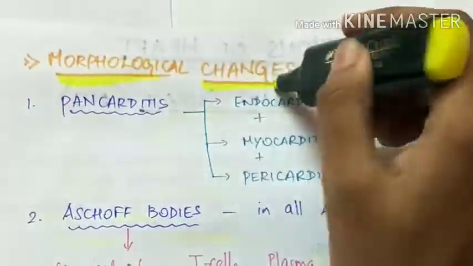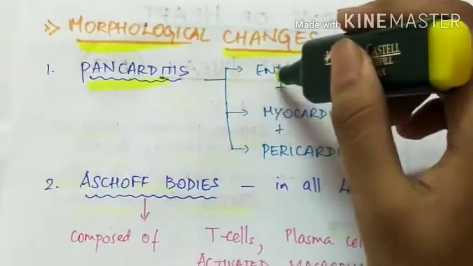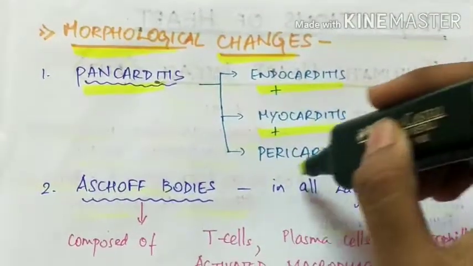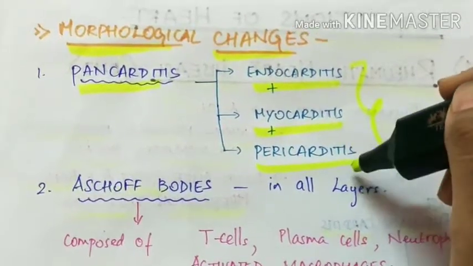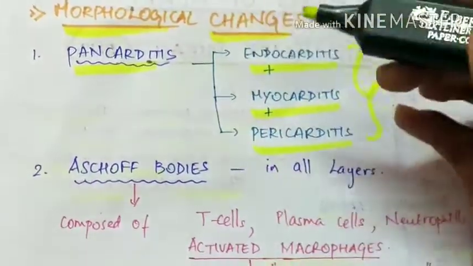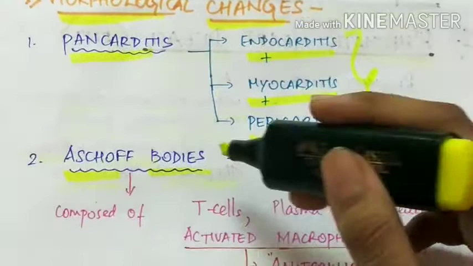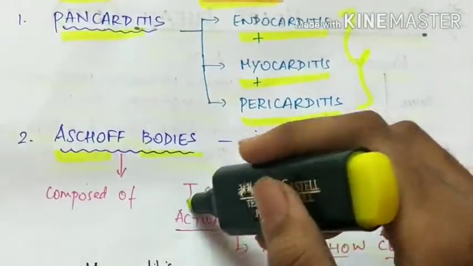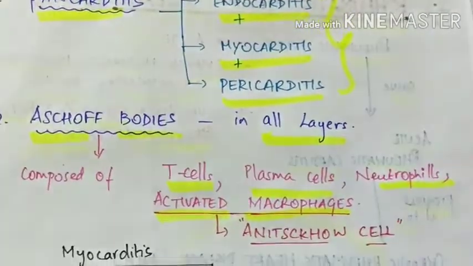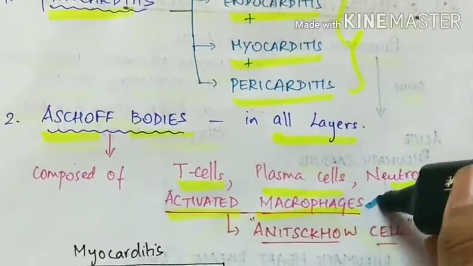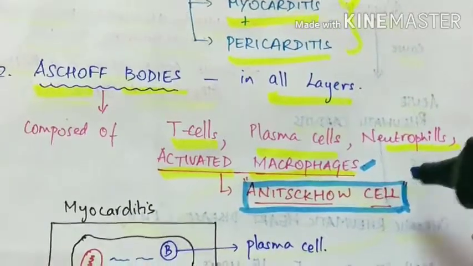The morphological changes seen in rheumatic heart disease. First, pancarditis. It is inflammation of endocardium, myocardium and pericardium, all the three layers of the heart. Endocarditis, myocarditis and pericarditis together is called pancarditis. Second is presence of Aschoff bodies in all the three layers of the heart. The Aschoff bodies are composed of T cells, plasma cells, neutrophils and activated macrophages. These activated macrophages are called Anitschkow cells, which are characteristic of rheumatic heart disease.